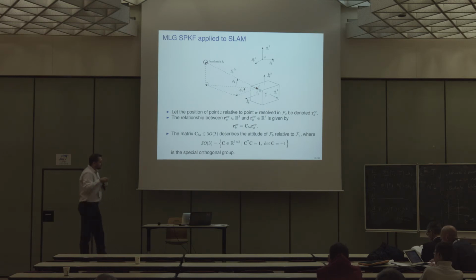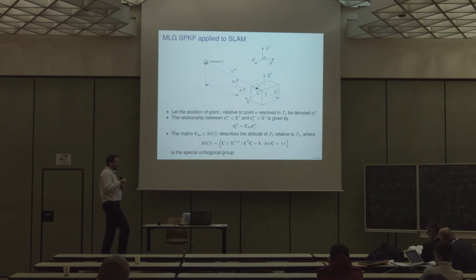So some notation: I let the position of point Z relative to point W resolved in frame A be denoted by this, and then the position of Z relative to W resolved in frame B denoted by this, and the relationship between those two is given by what I call a direction cosine matrix. Some would call this a rotation matrix. I did my PhD in aerospace engineering, so I tend to use aerospace notation. This direction cosine matrix is an element of the matrix Lie group SO3, which is defined here.